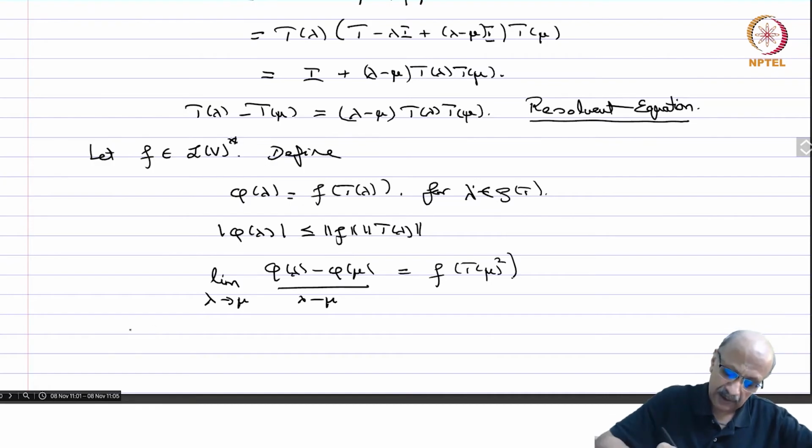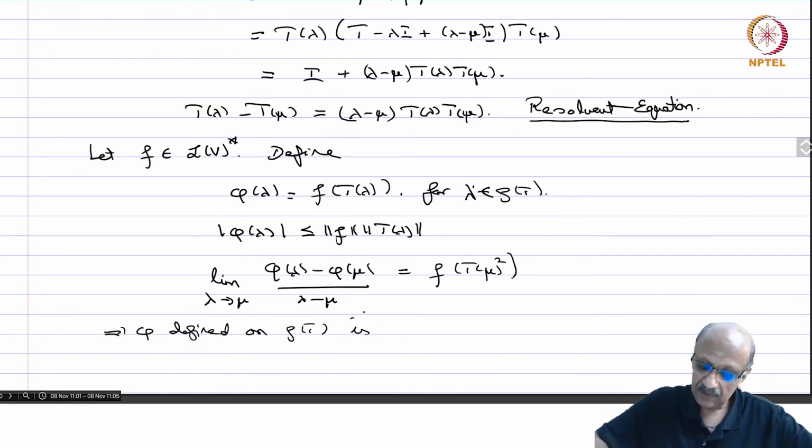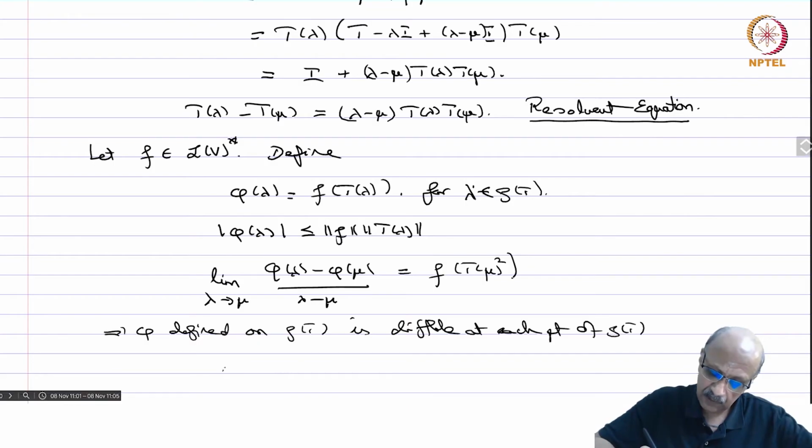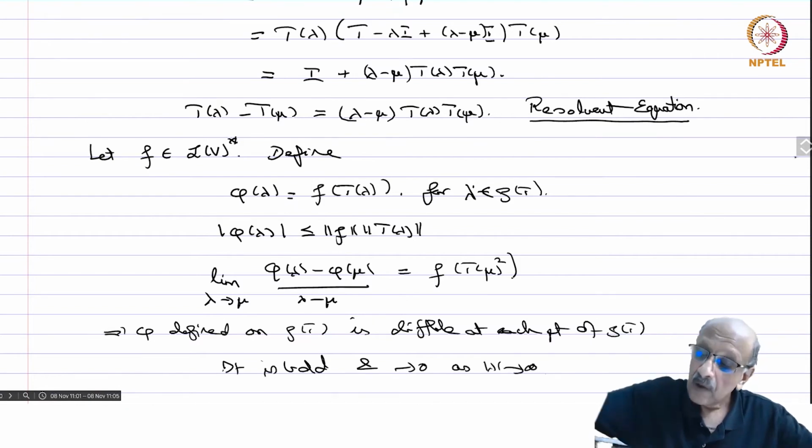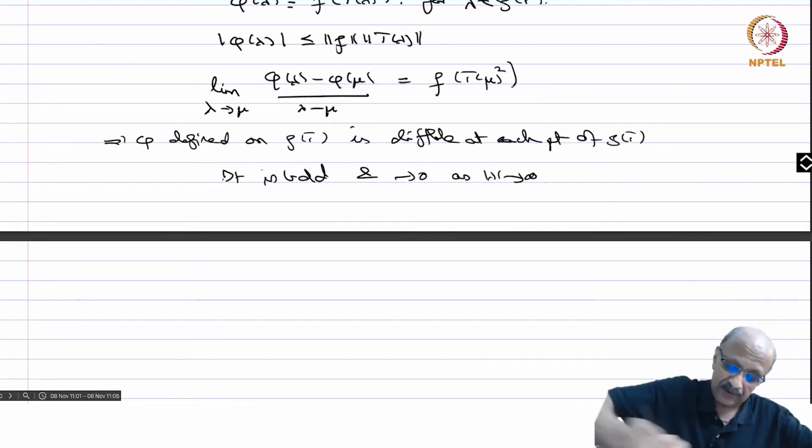Therefore we have, that means phi defined on rho T is differentiable at each point of rho T. It is bounded and tends to 0 as mod lambda tends to infinity. So now we get a nice contradiction.